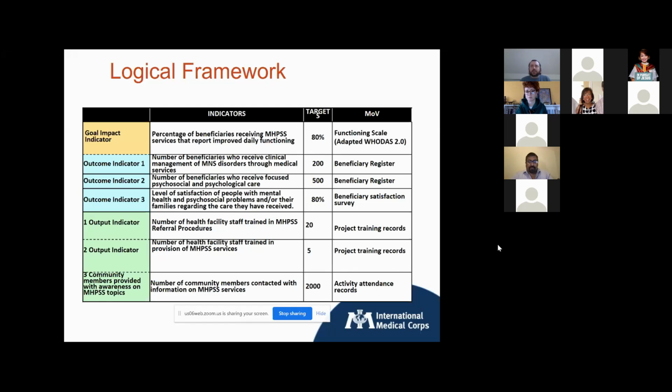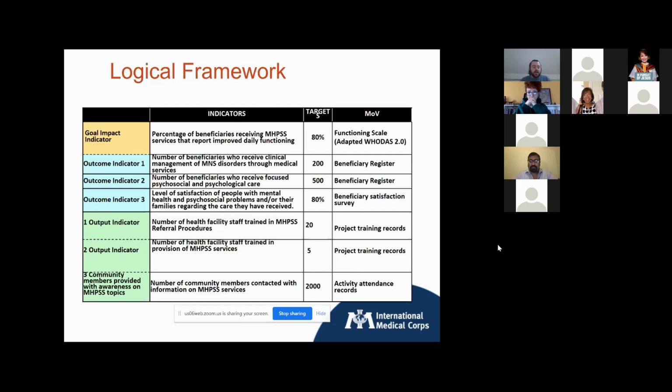We use a survey with beneficiaries. We take a sample, let's say on a quarterly basis. We use the results of this sample of people who have completed the satisfaction survey to generate the results. The target here is set at 80%.